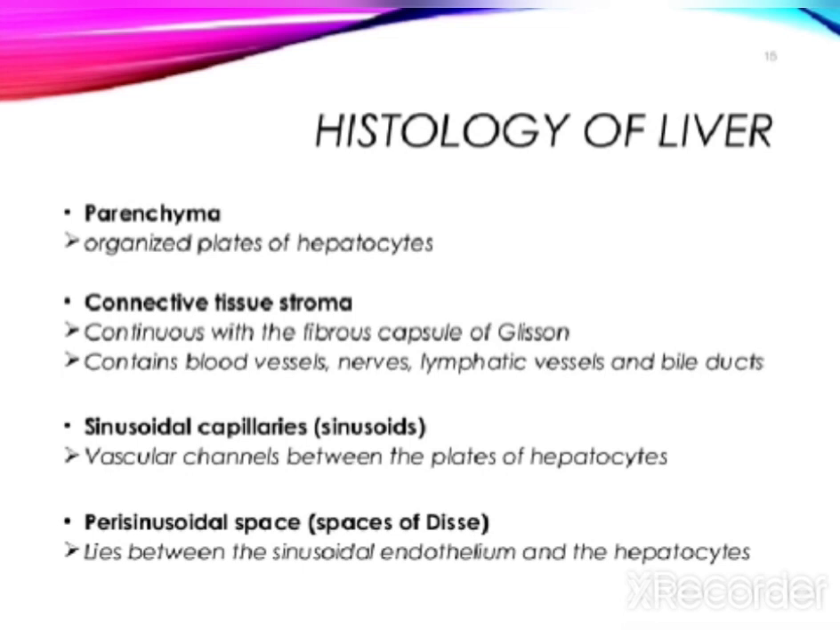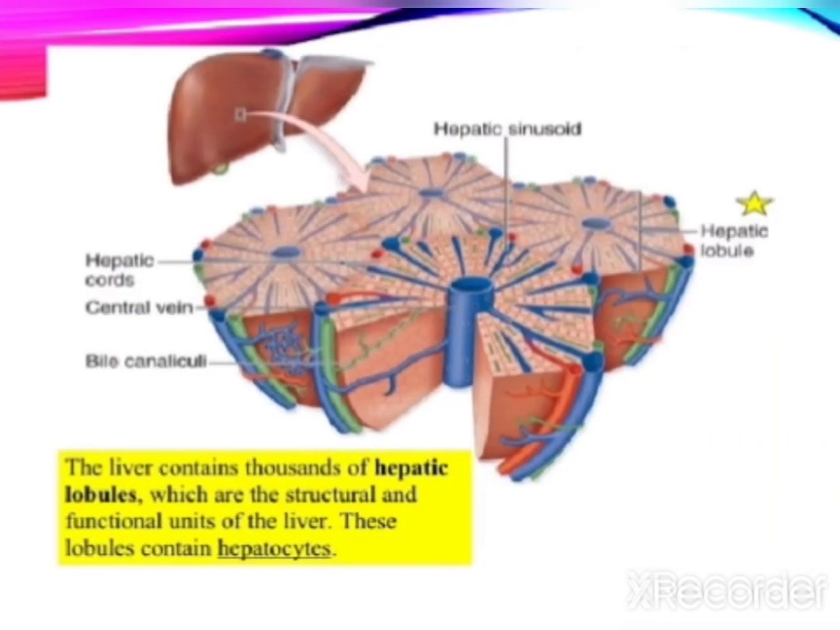Now a little about the histology of the liver. The parenchyma is the organized plates of hepatocytes. Connective tissue stroma continues with the fibrous capsule of Glisson and contains blood vessels, nerves, lymphatic vessels and bile ducts. Sinusoidal capillaries or sinusoids are the vascular channels between the plates of hepatocytes, and perisinusoidal spaces are the spaces of Disse, which lie between the sinusoidal endothelium and the hepatocytes.